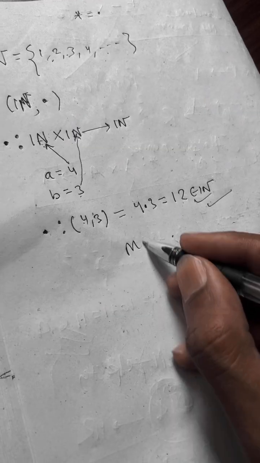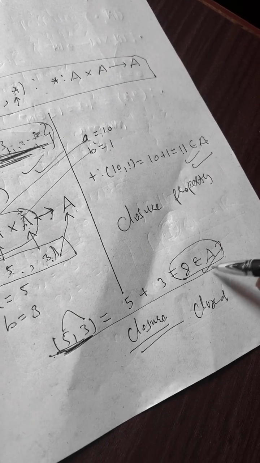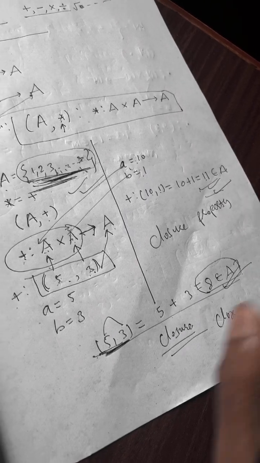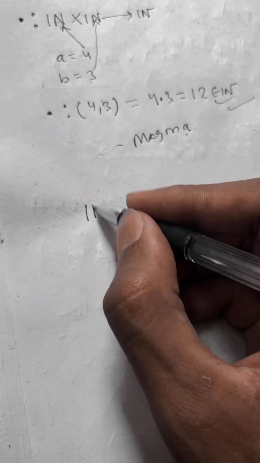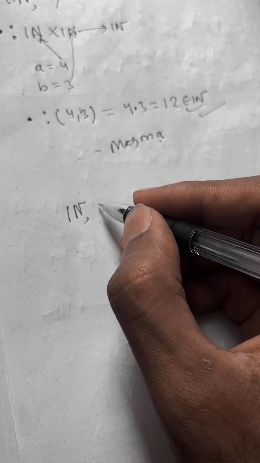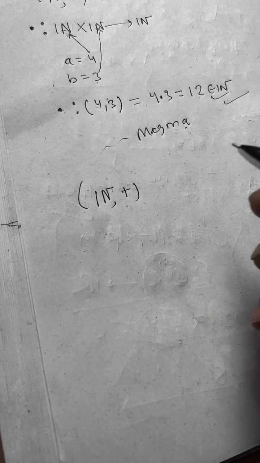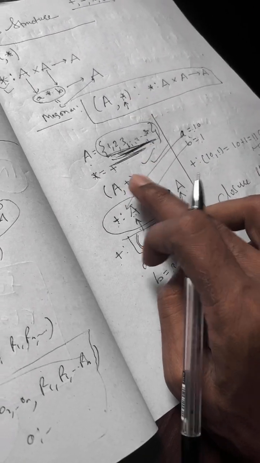So it is a magma. It is also a magma. Here it was also magma. It was closure property satisfied. So magma, right? Here it was magma. So it means a set of natural numbers with addition. Last time we did the example of addition. Here for addition, it was a magma.